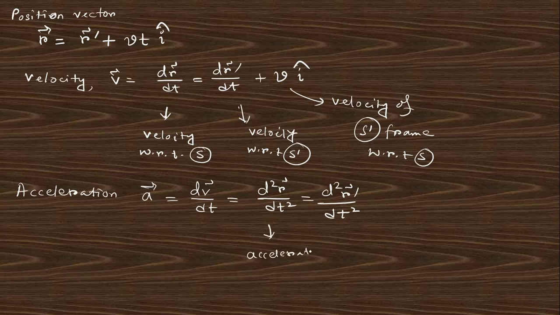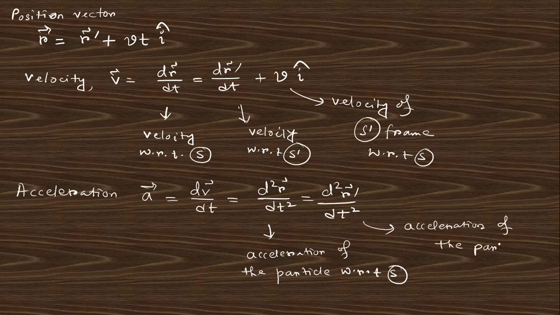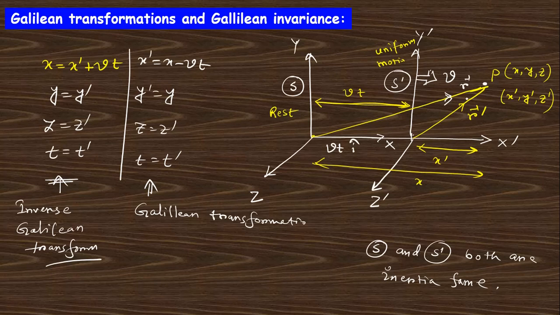Acceleration of the particle with respect to the S frame, the rest frame, and the acceleration of the particle with respect to the S prime frame, right? S prime means the moving frame. So you can see here the acceleration will be the same for these two reference frames. So the acceleration of this particle with respect to S is equal to the acceleration of the particle with respect to S prime frame.